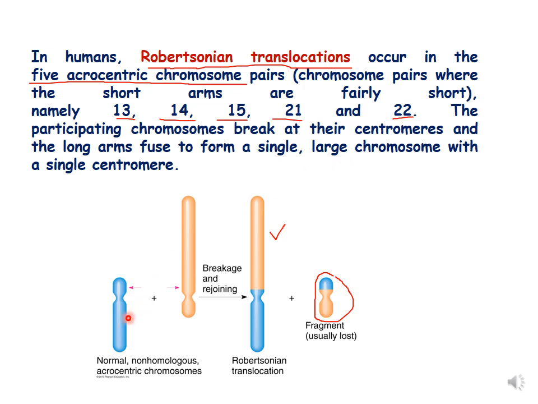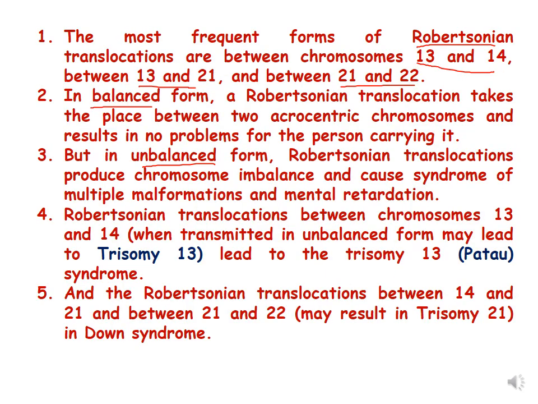Here you can see that this is an acrocentric chromosome and this is also an acrocentric chromosome. When translocation occurs, this is a Robertsonian translocation, because you can see that one of the chromosomes after translocation is very long and the other one is very small, which is usually lost. The most frequent forms of Robertsonian translocations are between chromosomes 13 and 14, between 13 and 21, and between 21 and 22.